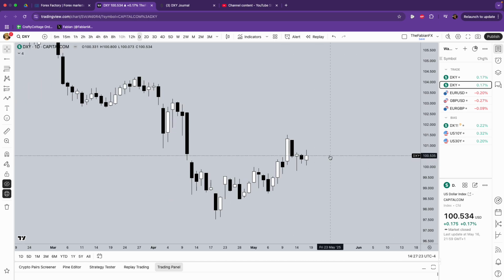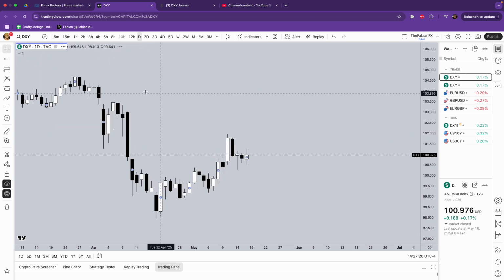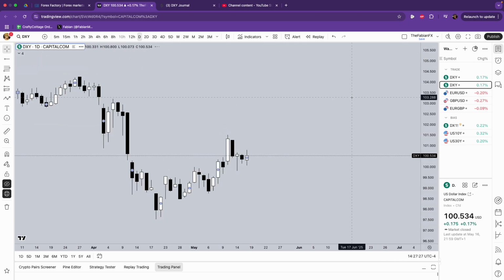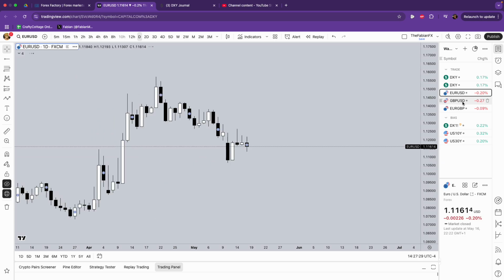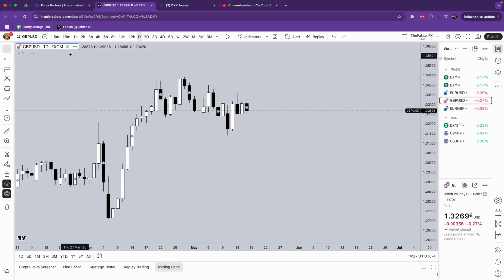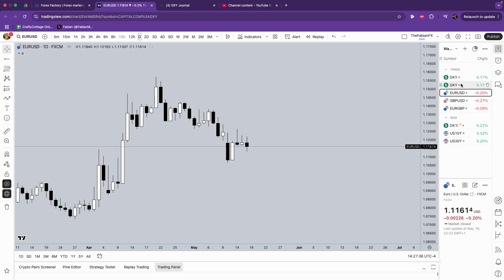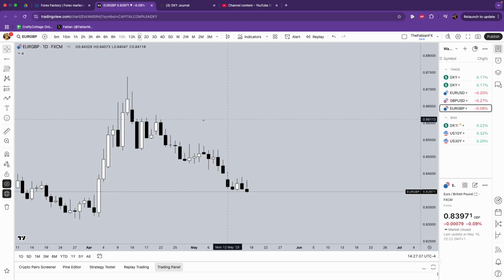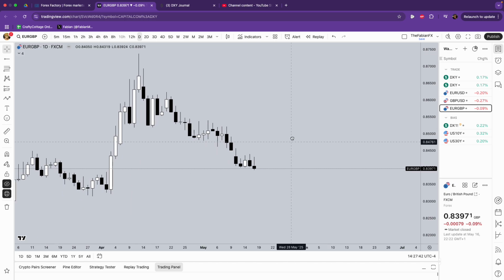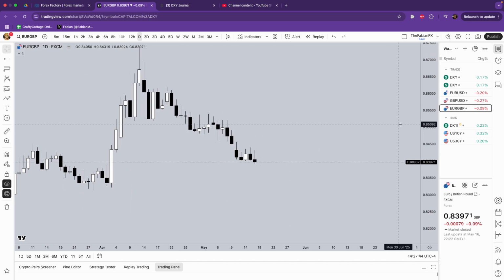So starting off, you have to use both TVC and Capital.com. And for the Euro and GBP, just stick to FXDM. You'll only be using these for entries pretty much, or exits. It doesn't really matter. Then you need Euro GBP as well to find out which is the better pair to trade, because sometimes Euro won't move but GBP will move, or vice versa.